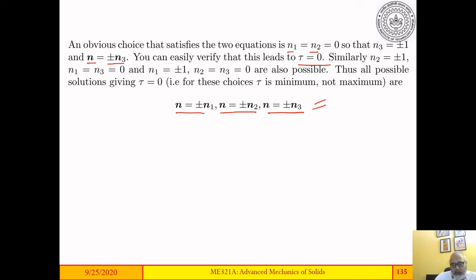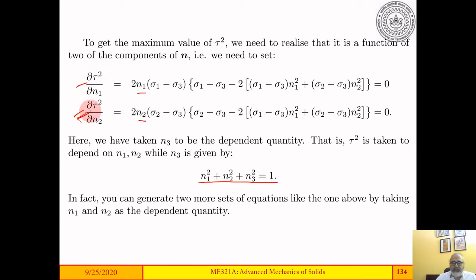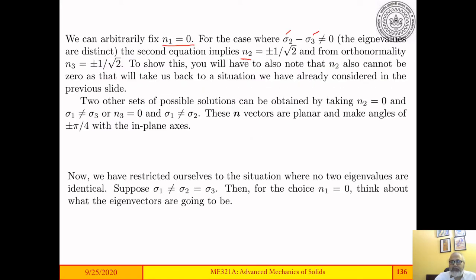Now what we can also do is fix n1 to be equal to 0. If we arbitrarily fix n1 to be equal to 0, and assume that the eigenvalues are distinct, so sigma 2 minus sigma 3 is not equal to 0, then we get n2 is plus minus 1 by root 2 from the second equation. Since sigma 2 is not equal to sigma 3, this is not 0, so using this we get that for n1 equal to 0, n2 is plus minus 1 by root 2, and because the square of this plus this will have to be 1, n3 is also plus minus 1 by root 2.